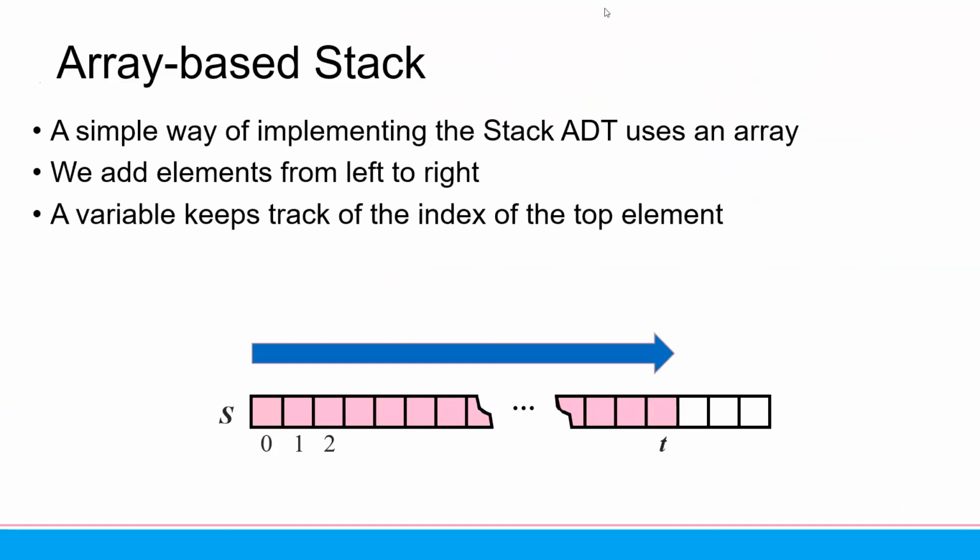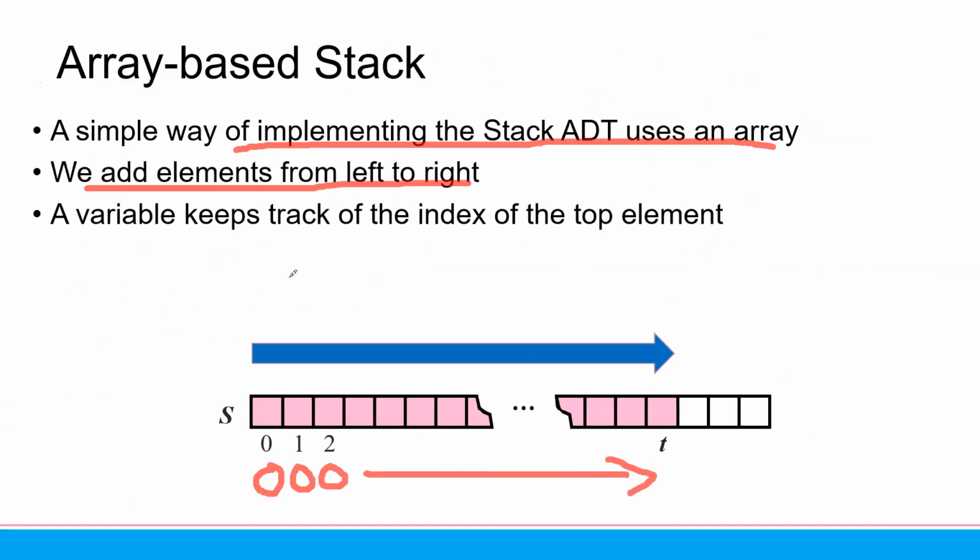A simple way to implement the stack ADT is using an array. We can add the elements from left to right, so the index will start from 0, then 1, then 2, and so on. A variable keeps track of the index of the top element. When we use the list, we have index 0, index 1, index 2. So the last index will be the top of that list.